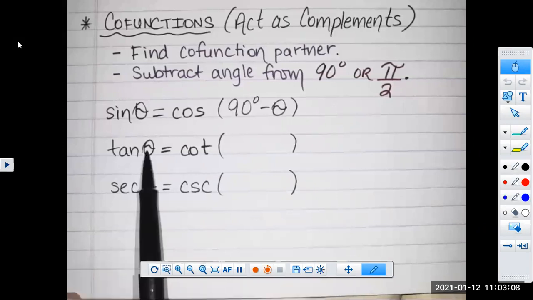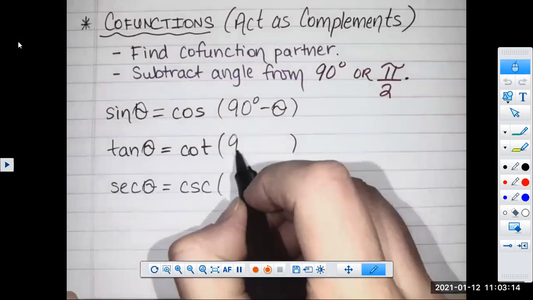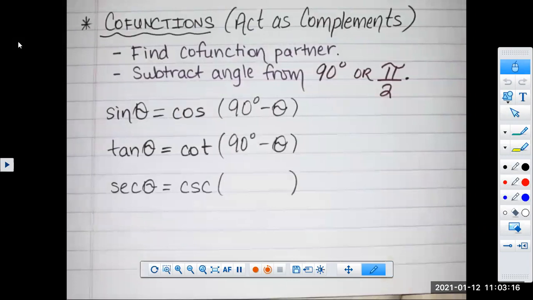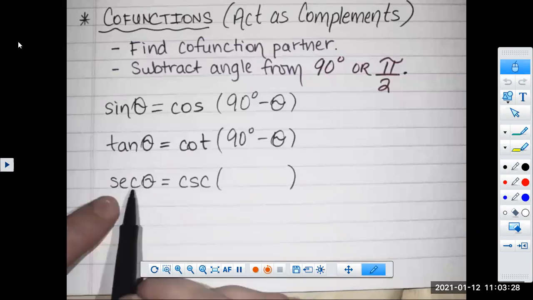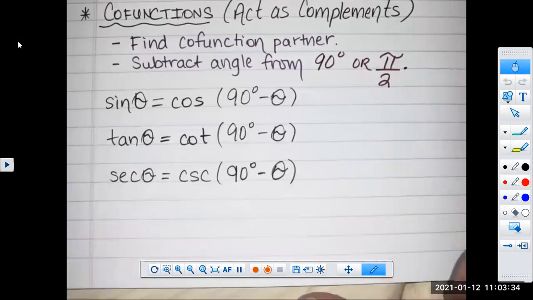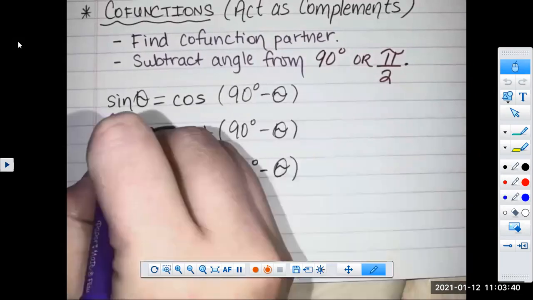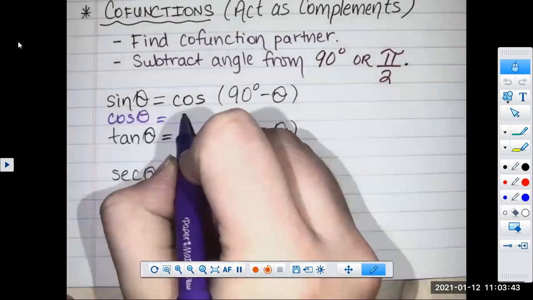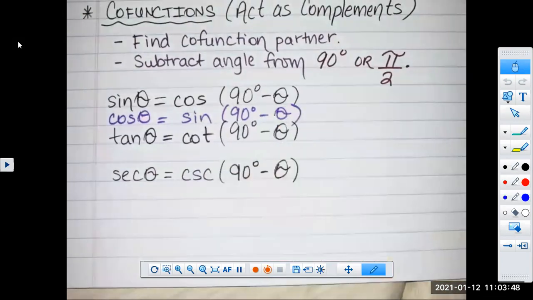So if you're given tangent of an angle and asked to find cofunction value, it would be cotangent of whatever 90 minus that angle measure is. Same thing with secant. If you're given secant of an angle, subtract the angle from 90 and put cosecant in front of it. And of course, the same thing if you've got cosine of an angle, subtract it from 90, and sine of that angle would be its cofunction value.